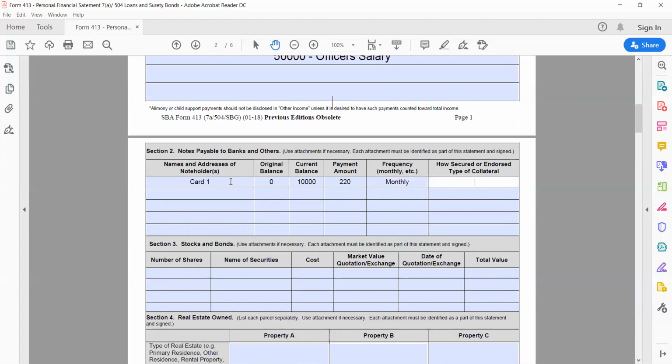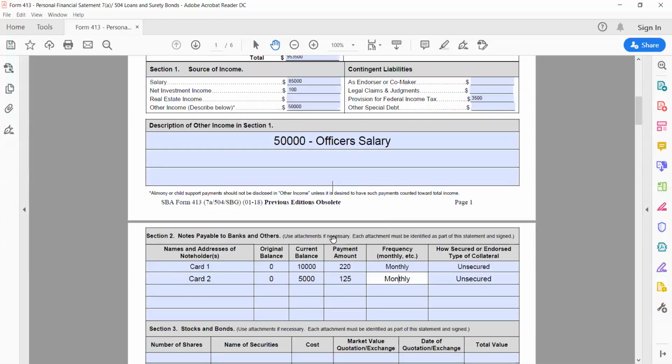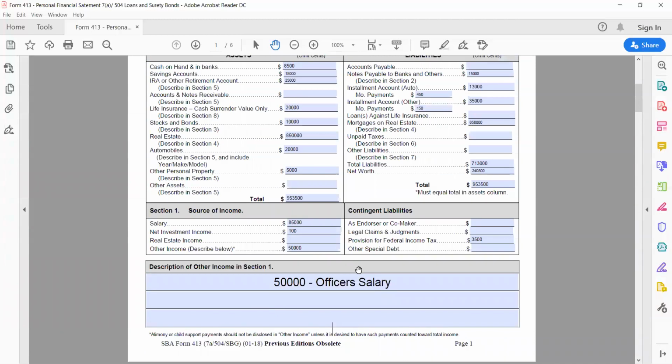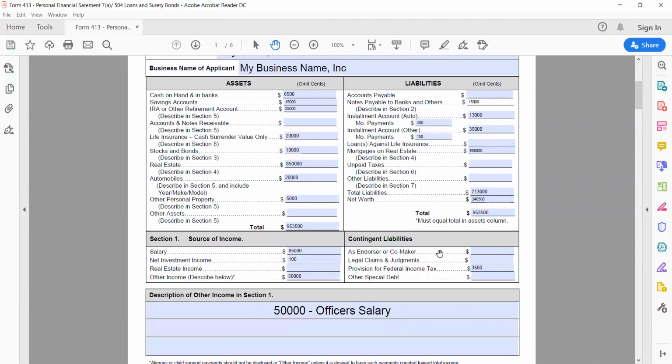And how is it held? Most credit cards are going to be unsecured. Maybe you have some other type of debt payable that they've secured some sort of asset to, and you need to list it there, what the collateral was. Card number 2, 0 balance. This is $5,000. I owe $25 a month. Monthly, unsecured. Okay, again, so that's $15,000. It's going to equal this amount here.